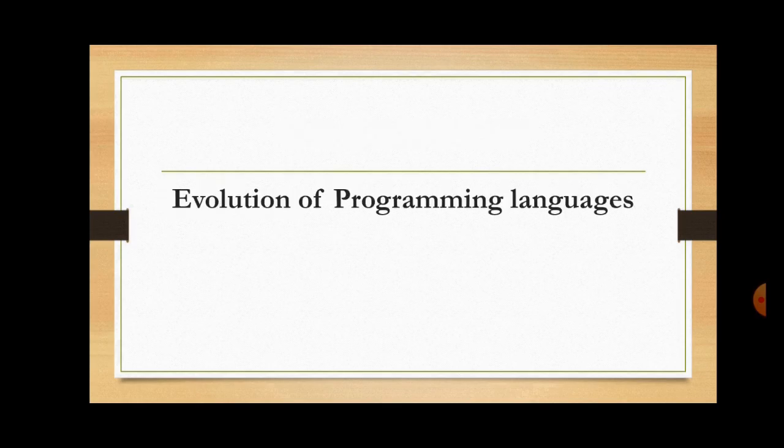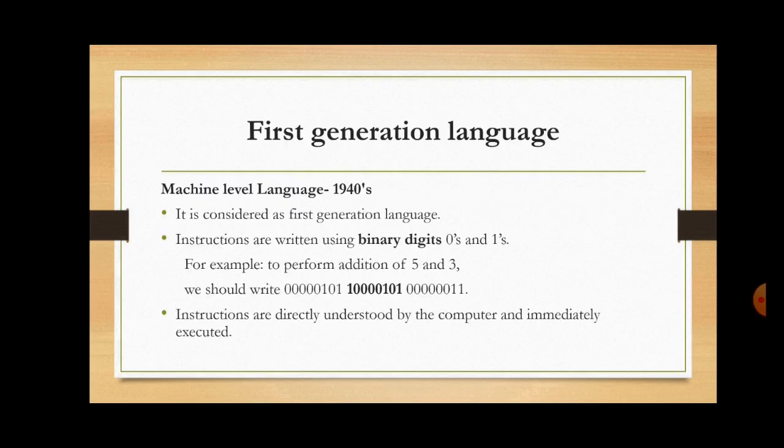With the evolution of computers, programming languages also evolved. Let us now discuss the evolution of programming languages. Late in 1940, a language called machine-level language was used to instruct the computer. It is considered the first generation language.